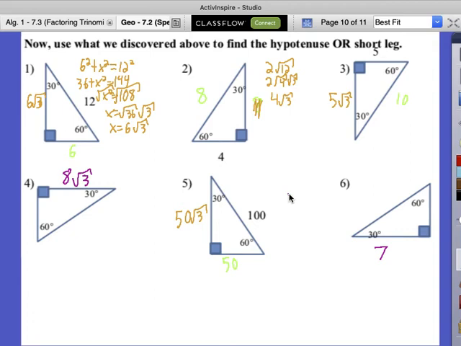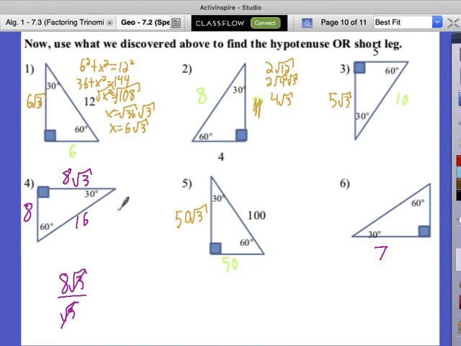A question. Are we given short leg, long leg, or hypotenuse? Long leg. So from long leg, where can we go? Short leg, how? Divided by square root of 3. So what's 8 square root of 3 divided by square root of 3? 8, because the square root of 3 is simplified. So it's 8. Now how do I go from short leg to hypotenuse? Multiply by 2, double it, so I get 16. Boom, that one's done.